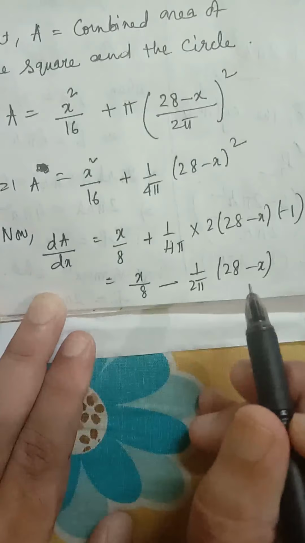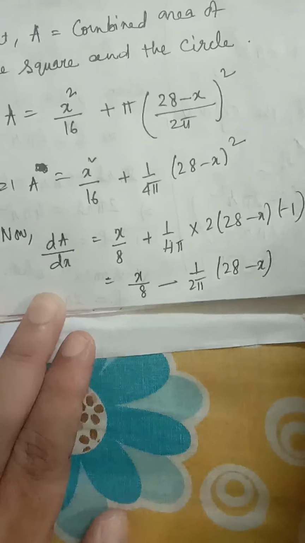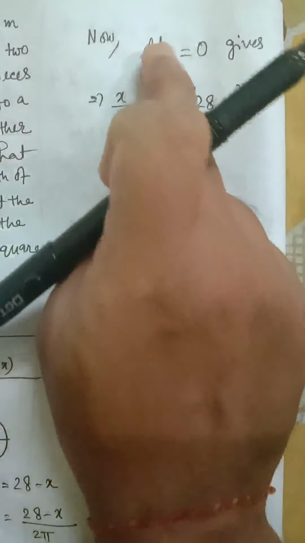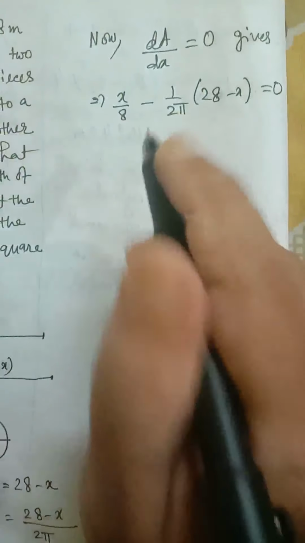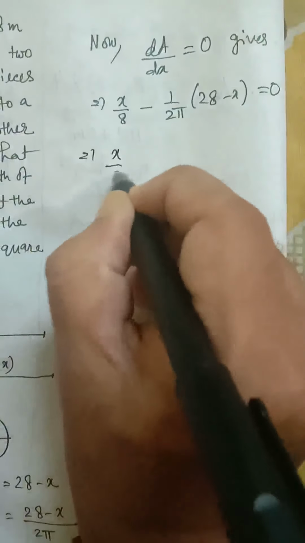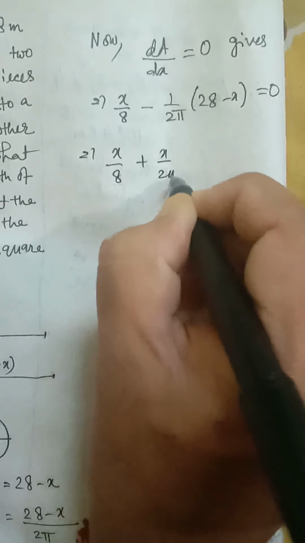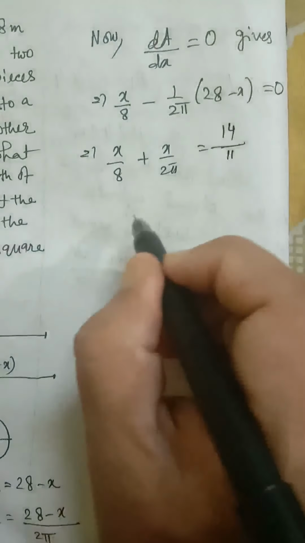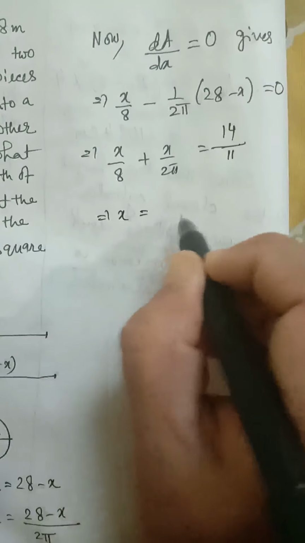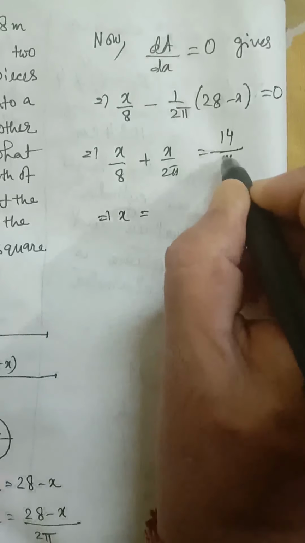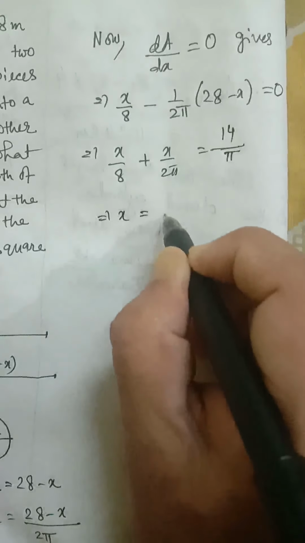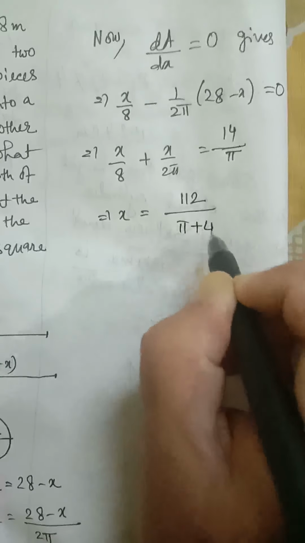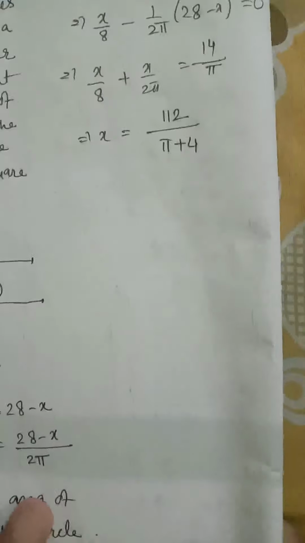This is dA/dx. Now you have to find the stationary point. You have to solve dA/dx equal to 0. Putting the value of dA/dx, we get this relation. From this, x by 8 plus x by 2π equal to 14 by π. If we take LCM and simplify, we will get x equal to 112 by π plus 4.